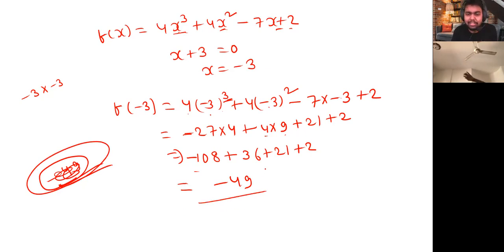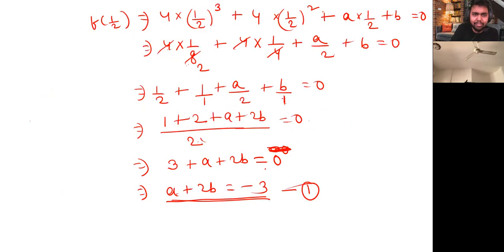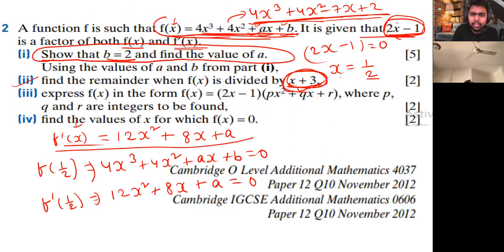Okay, so this is my answer. What would be my remainder when my f(x) function would be divided by x plus 3? My remainder would be minus 49. My answer for the second came right. Now third, express f(x) in the form of 2x minus 1 and a quadratic function.